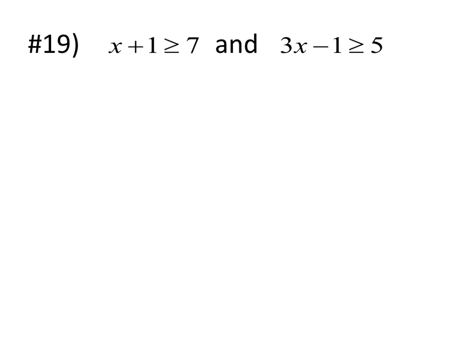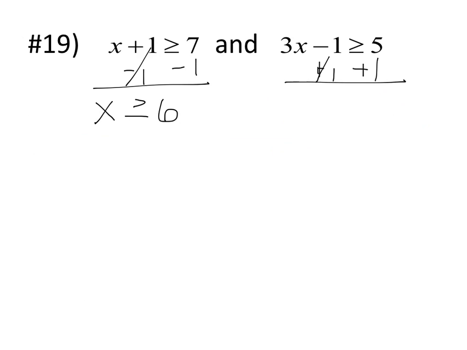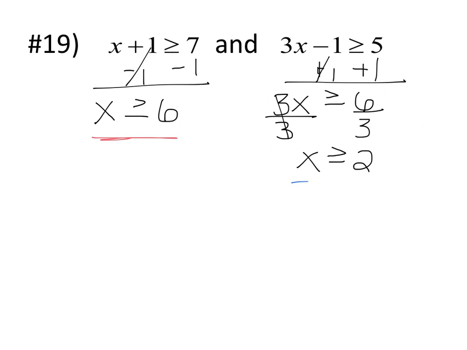We're going to have to do a little bit of solving here, but that's not a problem. So we'll subtract 1 from both sides here, so we have x is greater than or equal to 6. And let's solve this one. We're going to add 1 to both sides, giving us 3x is greater than or equal to 6. Then we're going to divide both sides by 3, giving us x is greater than or equal to 2. So same thing, we're going to use red for this and blue for this.